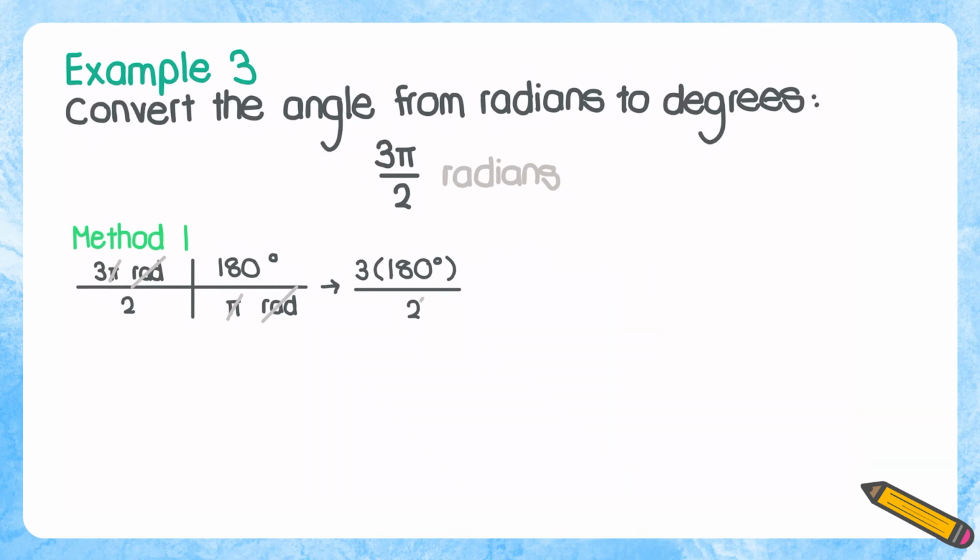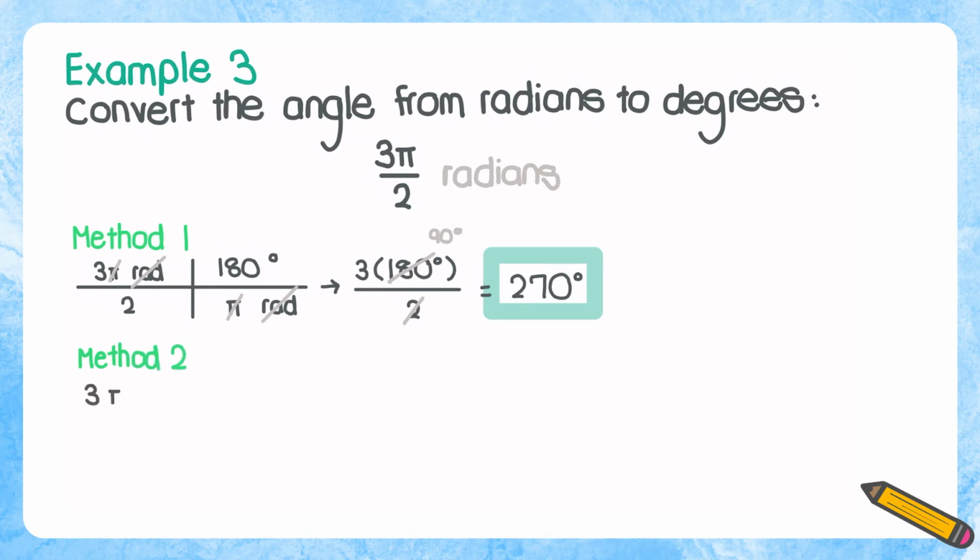But there's another way where you can reduce beforehand. So at this step right here, you can notice that you can divide both numerator and denominator by 2. And you simply get 3 times 90 degrees, which equals 270 degrees. So either way. And then now let's try method 2.